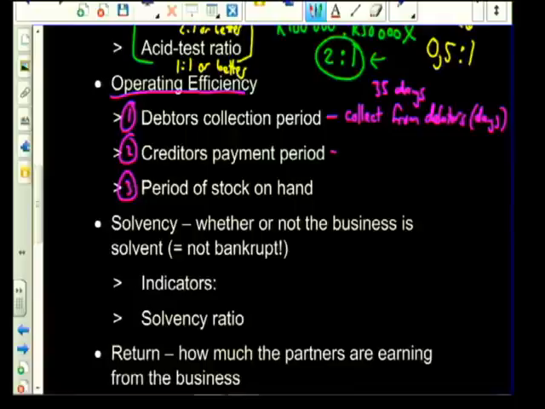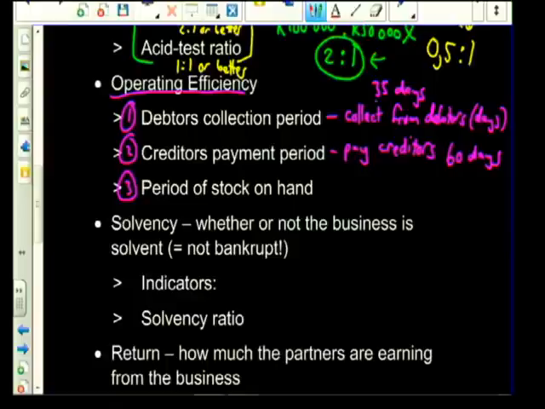Creditor's payment period is the opposite. It tells you how often on average, or how long on average, it takes you to pay your creditors. And it's also expressed in days. So let's say that this answer comes to 60 days. What that means is that on average, we pay back our creditors every 60 days.